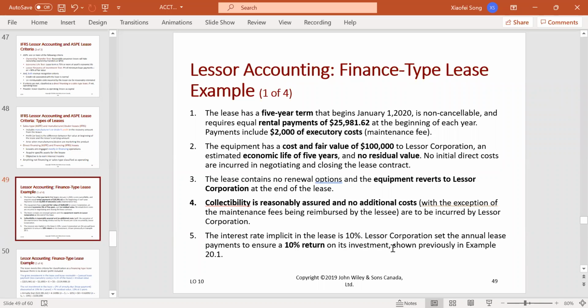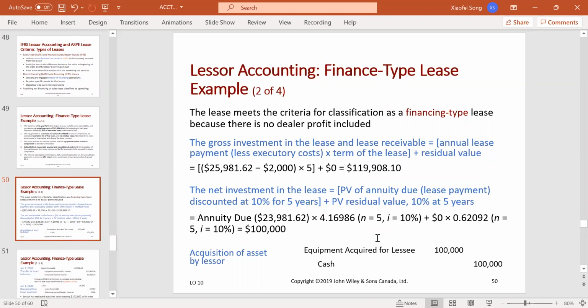As shown in the previous example, we have done the calculation. So we know the present value of the lease payments is 23,982. Remember, at 5 years and 10%, it is 100,000. We have done that calculation, and it's also in that table. So the lease meets the criteria for classification as a financing type of lease, not an operating lease, because there is no dealer profit included.